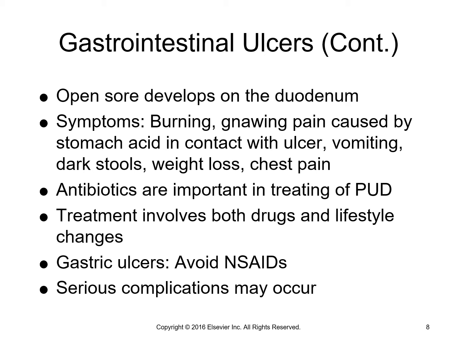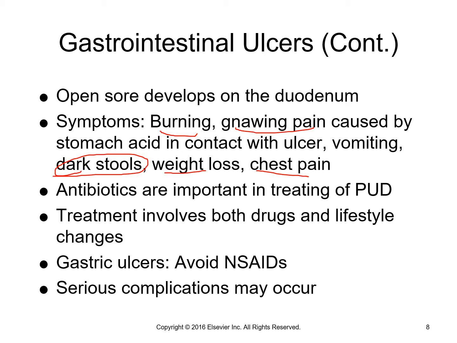Gastrointestinal ulcers are open sores that develop on the duodenum or in any other areas. Symptoms of ulcers can be burning, gnawing pain, which can be caused by the stomach acid being released. Vomiting and dark stool could be towards the end of this condition because that means there's already a bleed in your stomach. Weight loss and chest pain.